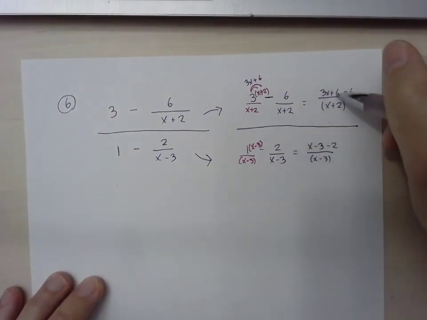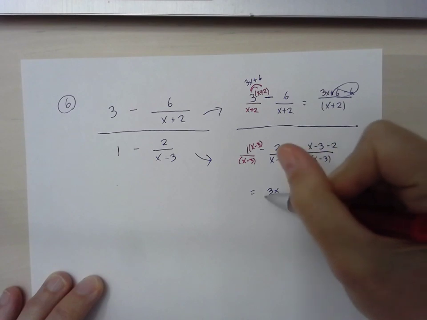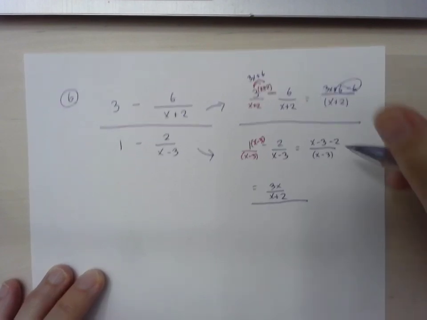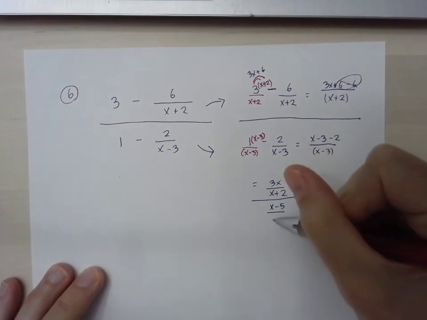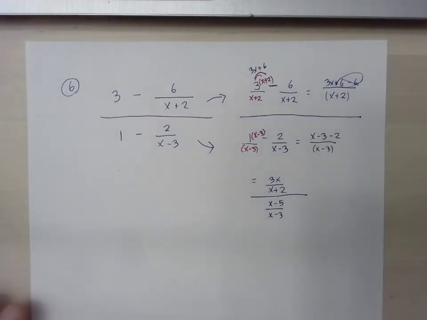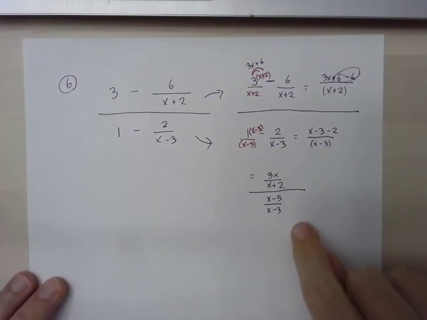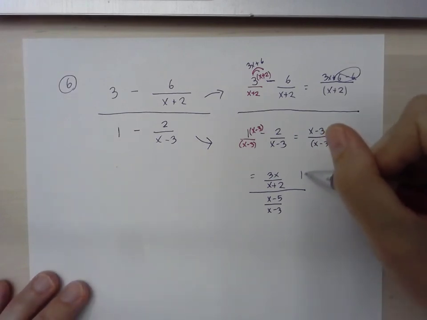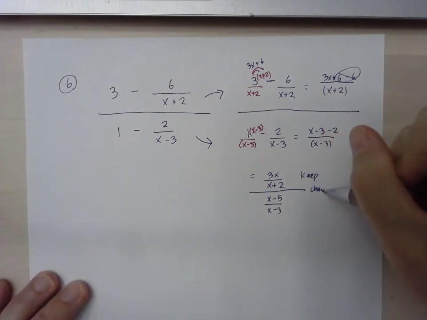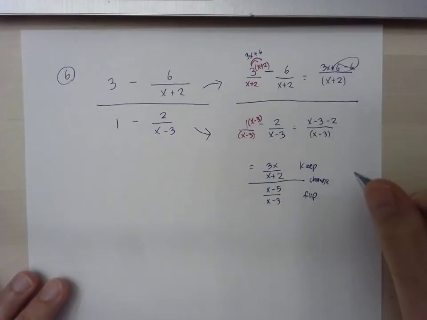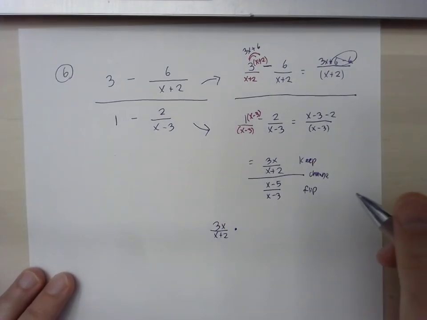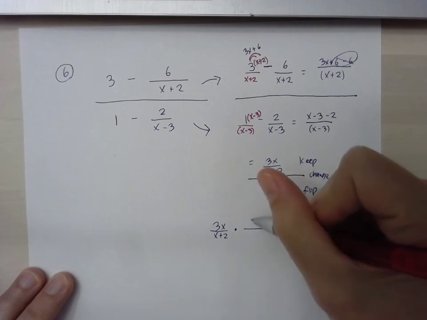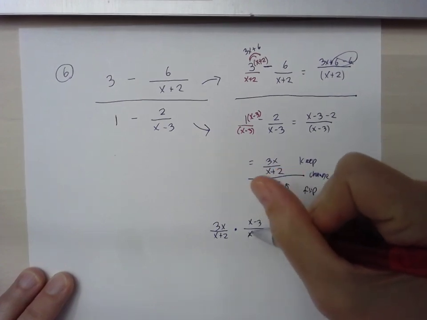So these 6's cancel out. You get 3x over x plus 2 from the top. And this is going to be x minus 5 over x minus 3. This is another division problem, so we'll do keep, change, flip. We're going to write that as 3x over x plus 2 times, and I'm going to flip this, so x minus 3 over x minus 5.